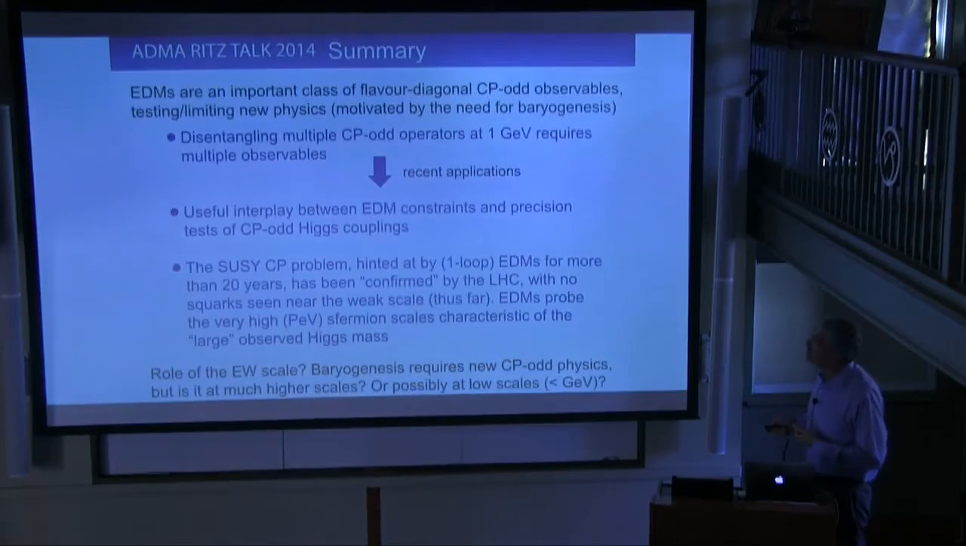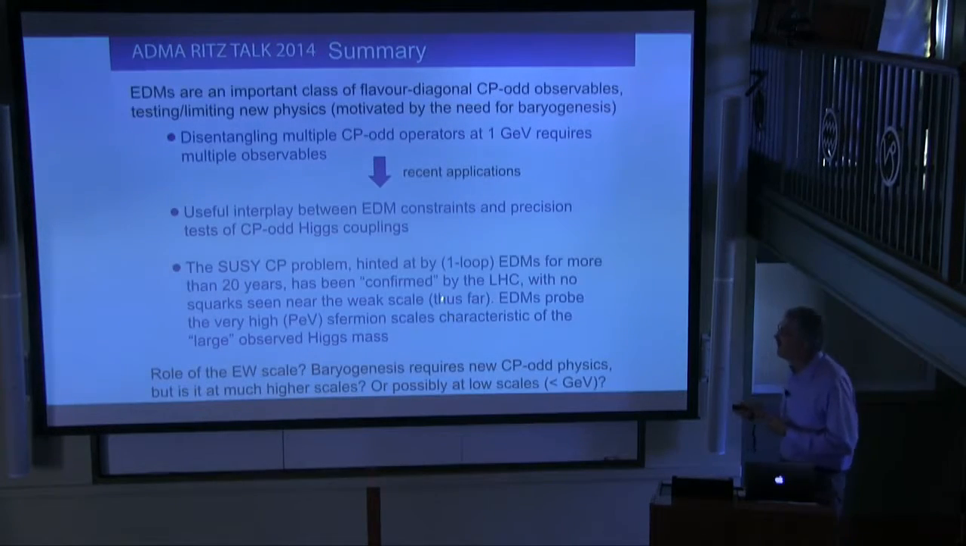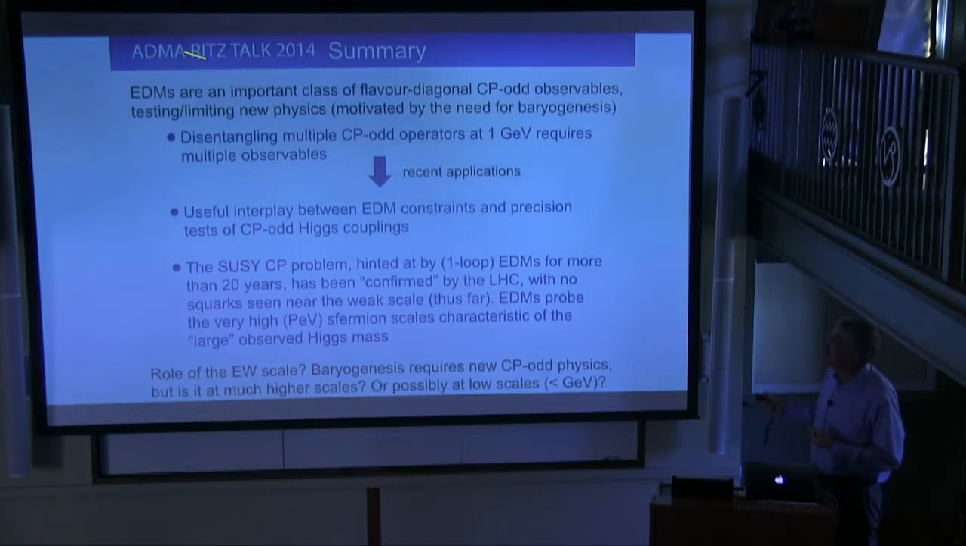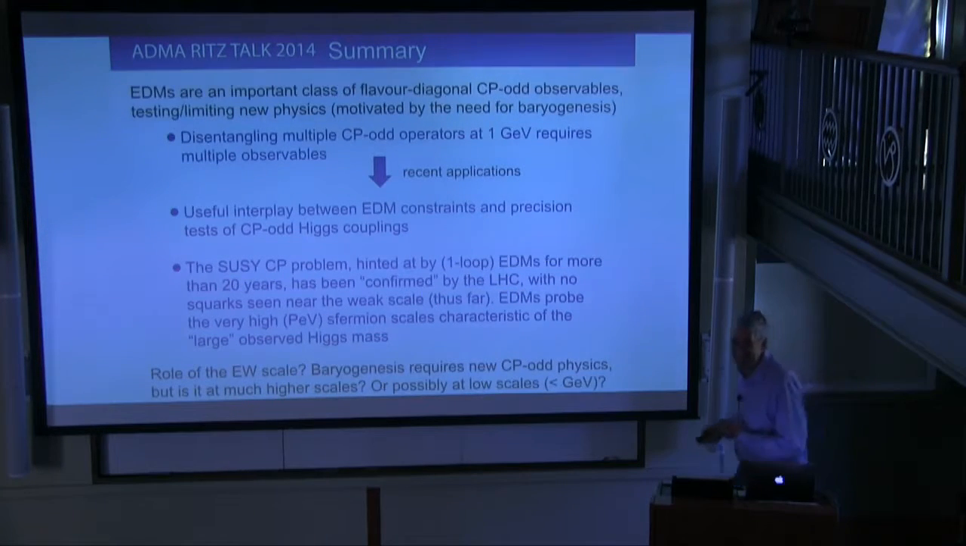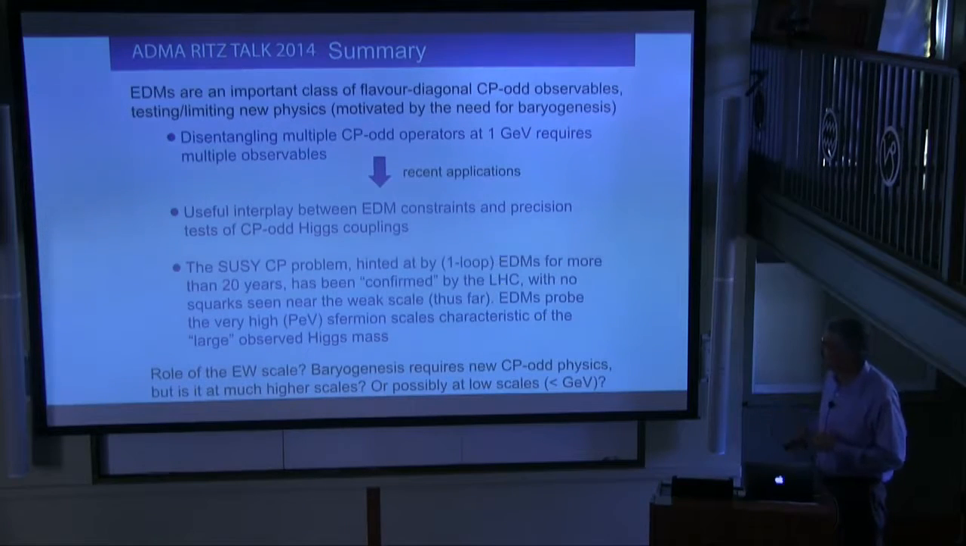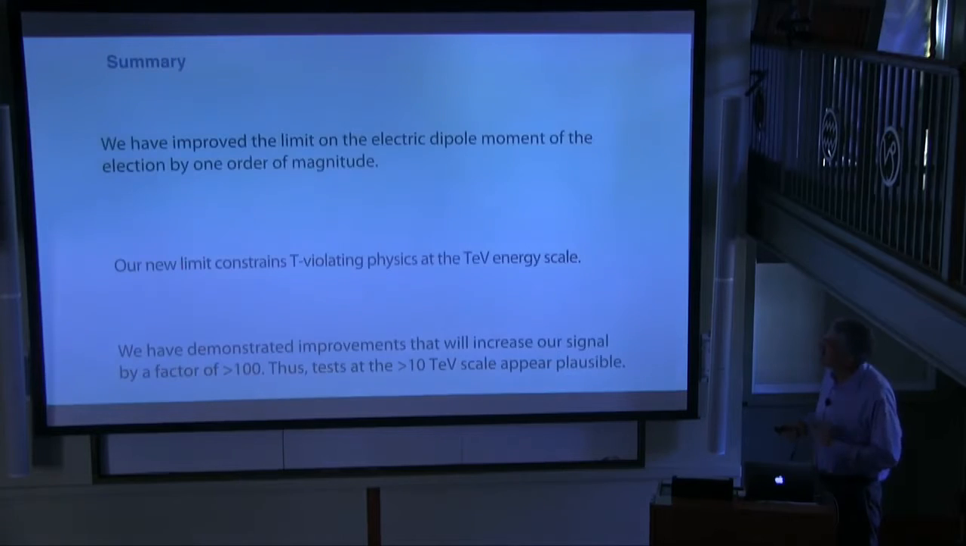We got this nice paper, and for this part of the talk, I just want to sum up. This is an Adam Ritz talk. The SUSY CP problem, hinted at by one-loop EDMs for more than 20 years, has been confirmed by the LHC. So thank you, LHC, for confirming what the EDMs had been telling us. So we've improved the limit on the EDM by one order of magnitude, our limit constrains T-violating physics at the TeV energy scale, and we've demonstrated improvements.